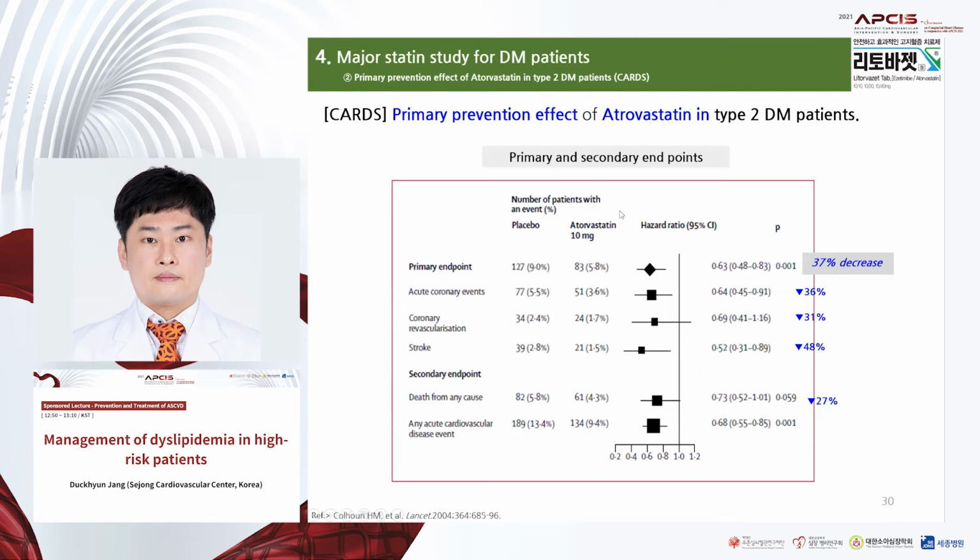The primary endpoint was decreased by 37% in the atorvastatin group. Acute coronary syndrome was decreased by 36%. Coronary revascularization was decreased by 31%, stroke was decreased by 48%, and death from any cause was decreased by 27%.